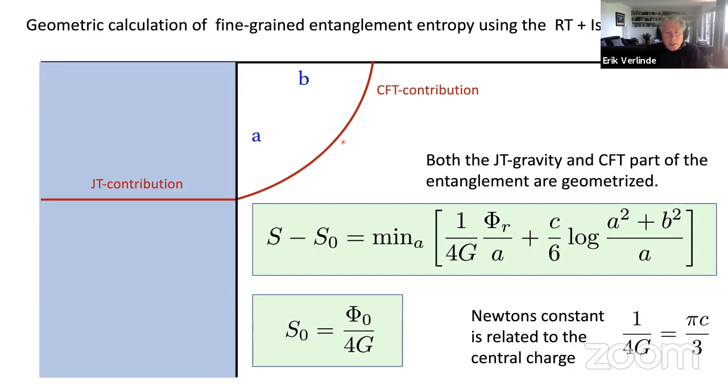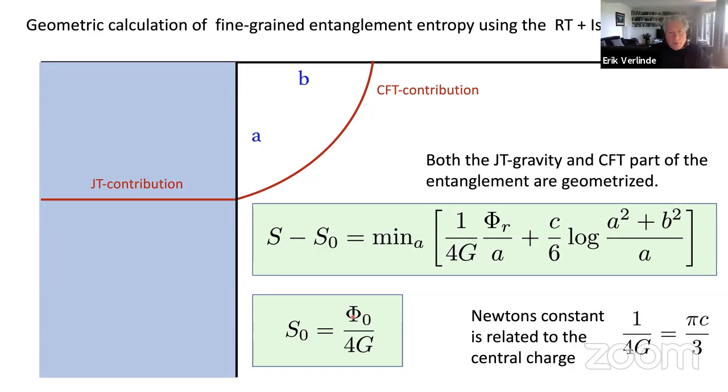So both sides are now geometric, and the minimization has to do with minimizing with respect to the location of this point. So this is the point A, and you have to find the location A for which the sum of those two terms is minimal. Note I've written here the first part in terms of a Newton's constant and the second part in terms of a central charge. The two are related in this very simple way. And this is because of the Brown-Henneaux formula and the way that the dimensional reduction works.